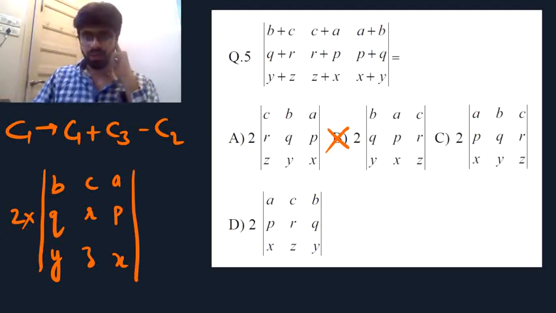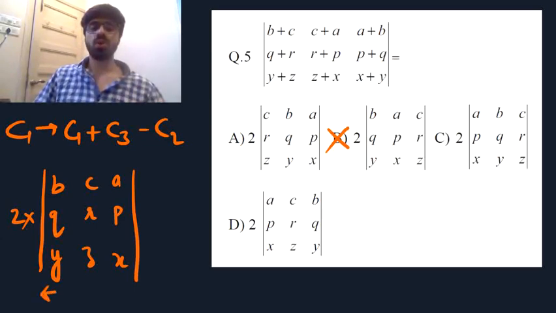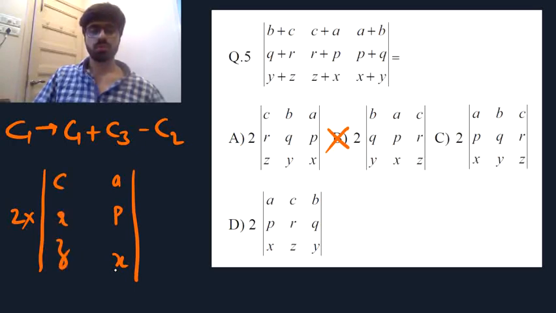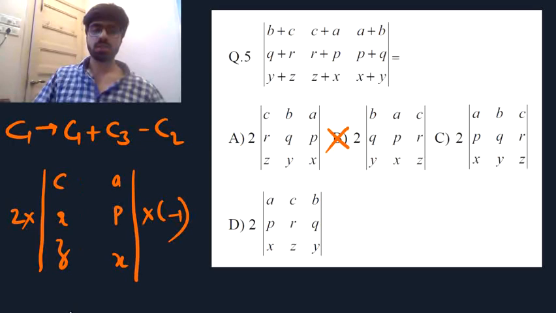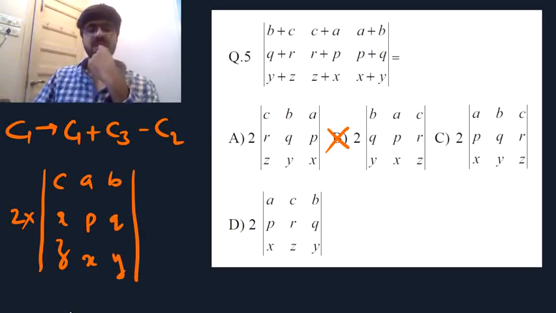Let's try comparing this with, let's interchange the two columns here. That is, interchange C1 and C2, so BQY and CRZ. But by doing so, we are making the determinant negative of what it originally was. So we will have to interchange the two columns here also. So that will give us APX here and BQY here. So then this minus 1 will vanish, and CAB, do we have it anywhere? No, we don't have it.